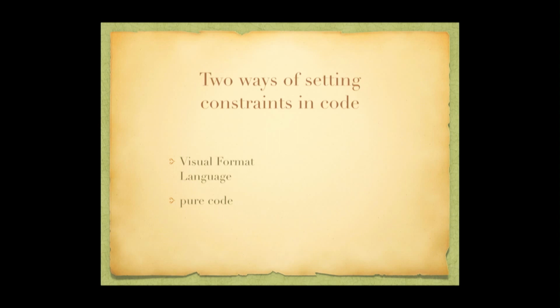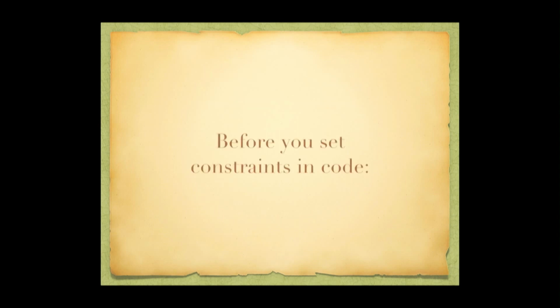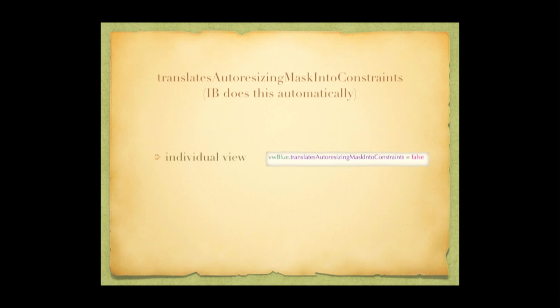So you've got the visual format language, and before you do anything in code, translatesAutoresizingMaskIntoConstraints needs to be false, otherwise things go wrong. If you set it in Interface Builder, this gets done automatically. If you do it in code, remember this. This is a setting that harks back to the day before auto layout, when auto layout was introduced and you could do some auto layout and just leave the rest as it was. But really, this is a setting to remember, because if you forget it, things will go wrong.